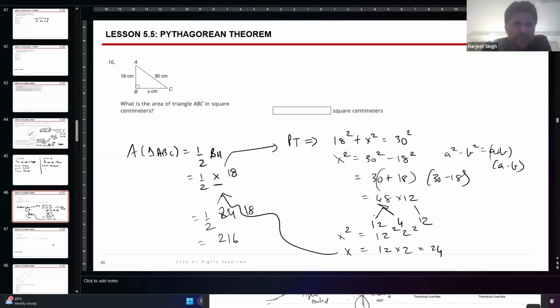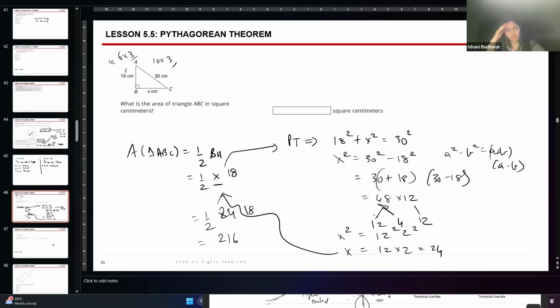I'm not sure if this is possible, but would a simpler way be to use the triplet theorem to guess that x is a multiple of the 3, 4, 5 triangle? Yeah, you can do that. If so, can I say 18 is 6 into 3 and 30 is 10 into 3. So it seems that 3 is the common multiple.